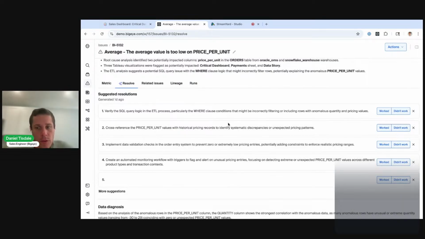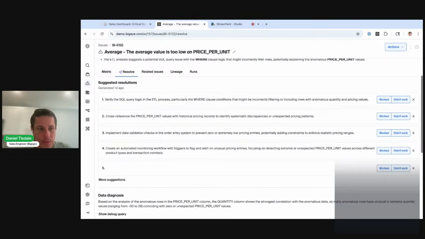That history would be saved so that in the future, if there's another data quality issue related to this specific column or this table, you have context and understanding of, hey, these are the steps that we worked through to actually resolve this specific issue.